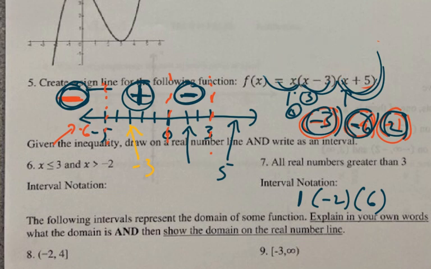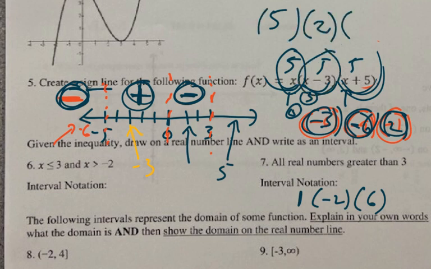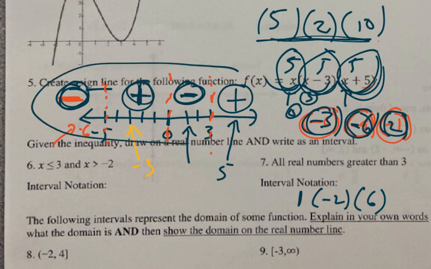So let's pick a value like 5 to the right of our final root 3. And it should be positive, unless, again, there's a double root at 3 or something. Okay, so we're going to plug in 5. So x for 5 means 5. 5 minus 3 is 2. 5 plus 5 is 10. So that's positive 100, but it's definitely positive. So right there is your sign line.